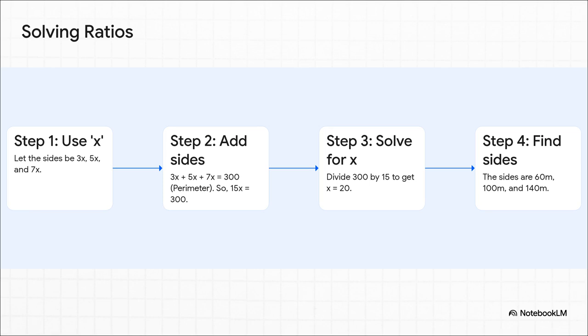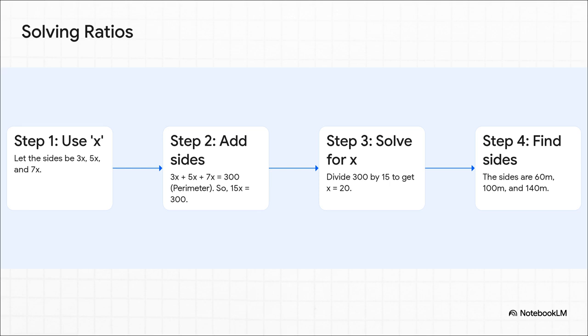The moment you see a ratio, just put an x next to each number. So our sides become 3x, 5x, and 7x. Now, we know that when we add them up, we get the perimeter, which is 300. So 3x plus 5x plus 7x equals 300. That's 15x equals 300. So what's x? Just divide. X is 20.